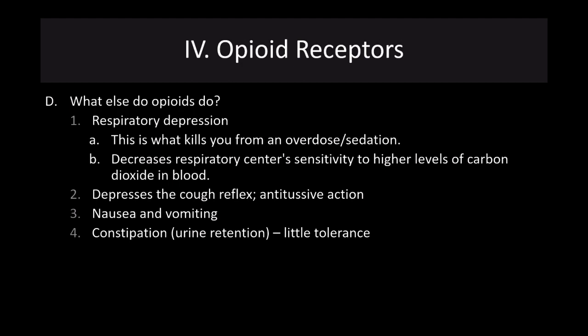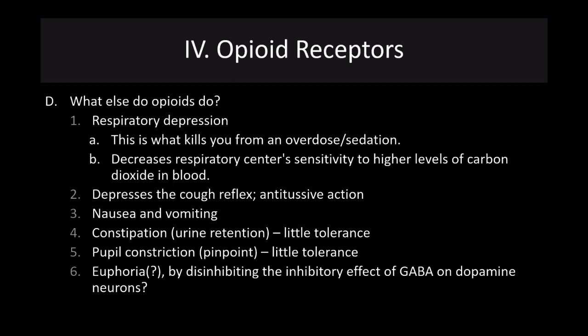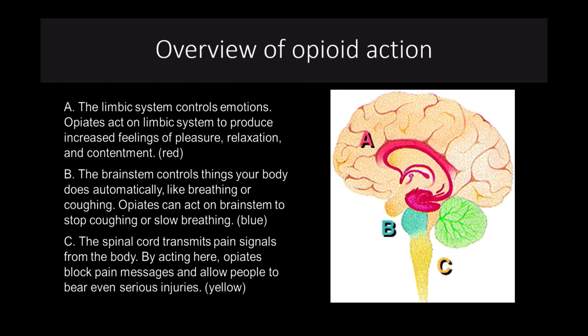Reduces nausea and vomiting, can cause nausea and vomiting, causes constipation as well as urine retention, pupil constriction, and euphoria by disinhibiting the inhibitory effect of GABA on dopamine neurons. We think this is primarily how it is effective in the reward pathway. So this is unlike some of the other drugs we've talked about that influence dopamine directly. This is much like alcohol in its effect on inhibiting GABA and then causing an increase in the release of dopamine neurons in the reward pathway.